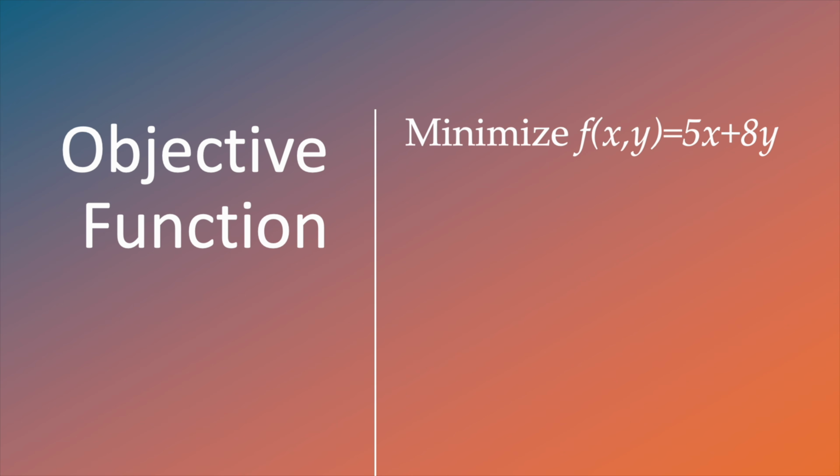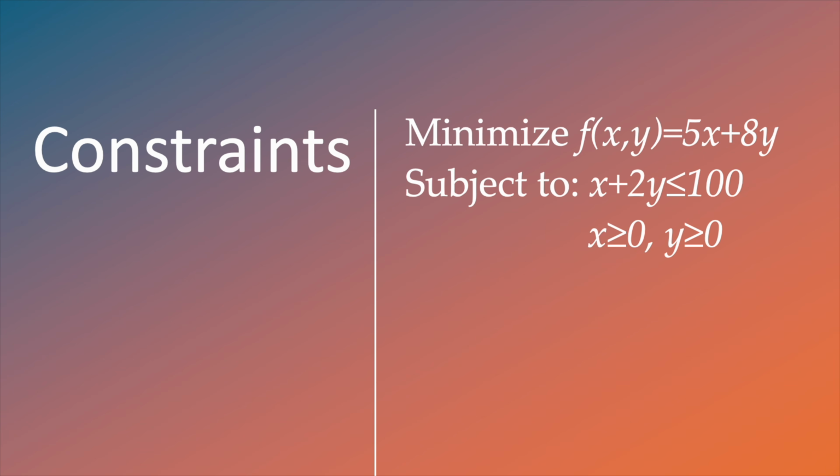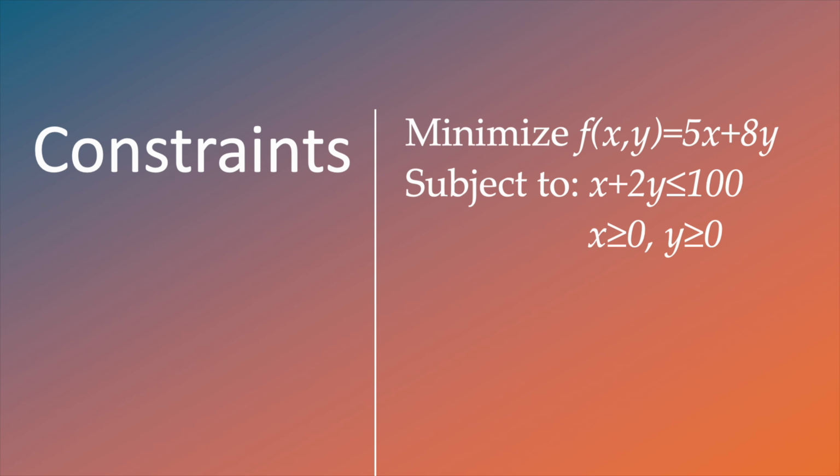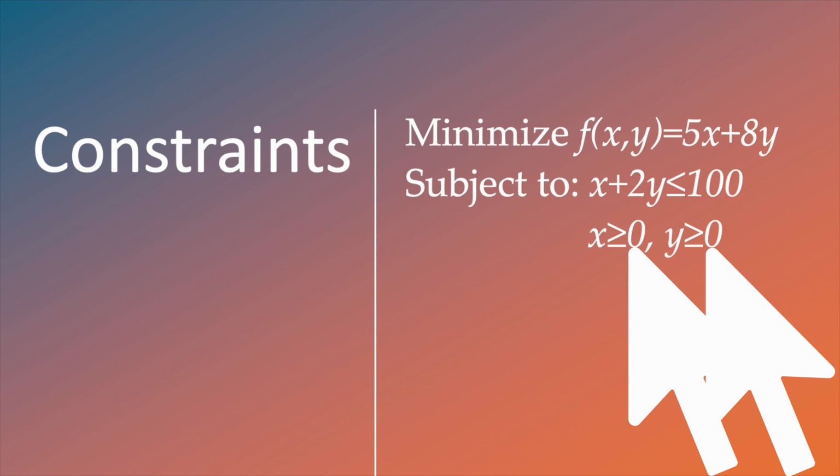In real-world scenarios, decision-making is rarely like this. There are constraints in real-life problems. We must work within constraints. For example, for the same objective function, there can be some constraints, such as x plus 2 times y must be less than or equal to 100. Also, x and y must both be greater than or equal to 0.